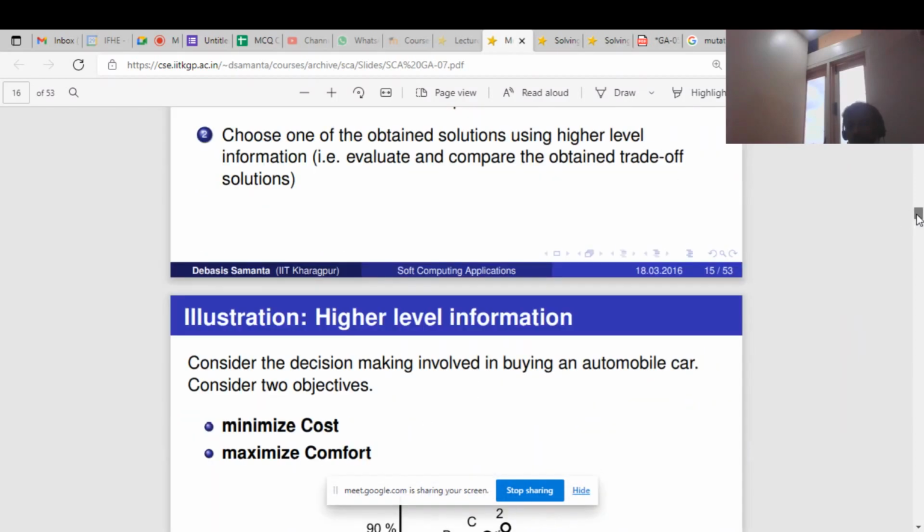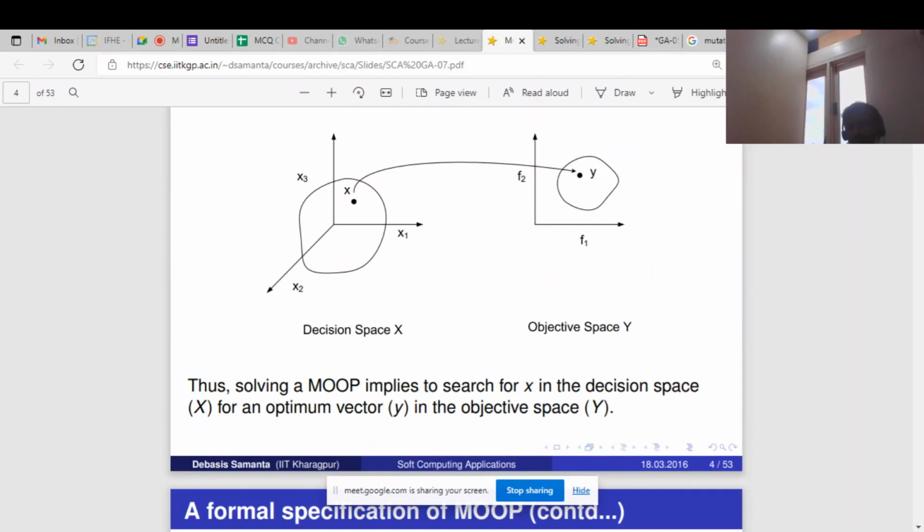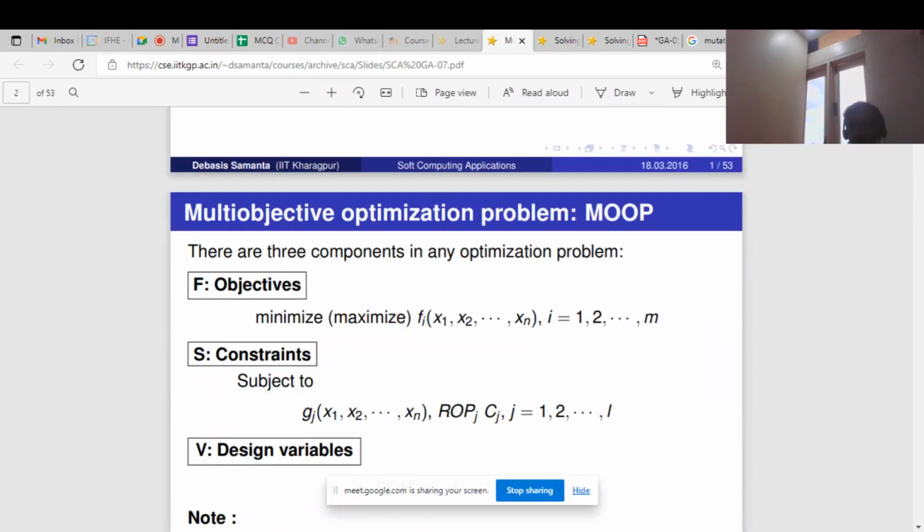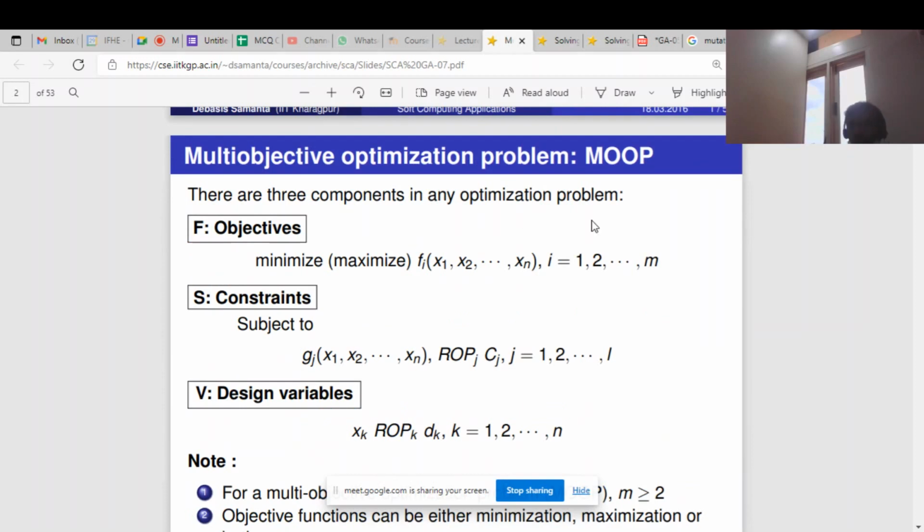This topic is also a continuation of GA, but in GA we have finished all the operations. Now we'll be moving on to the next topic, which is called MOOP. Actually, it is quite a lengthy topic. We'll be discussing this for a few more lectures. MOOP stands for multi-objective optimization problem.